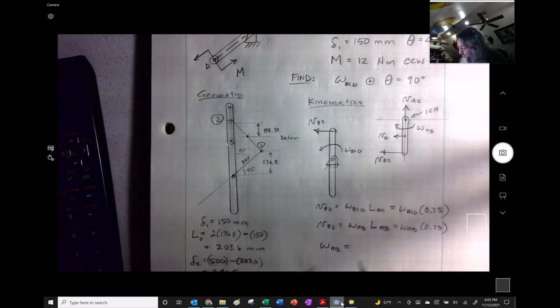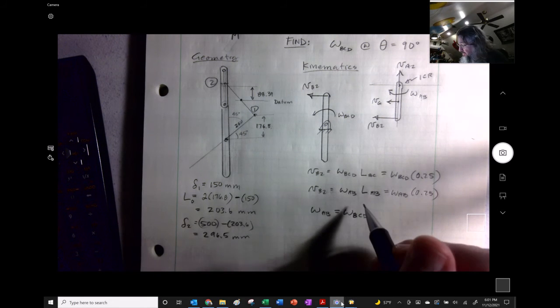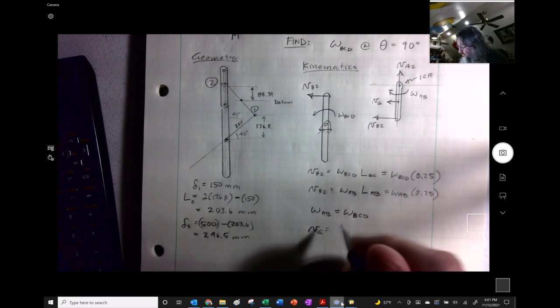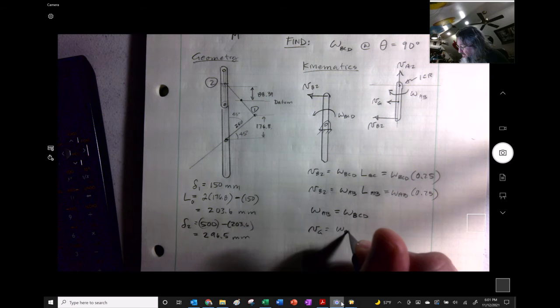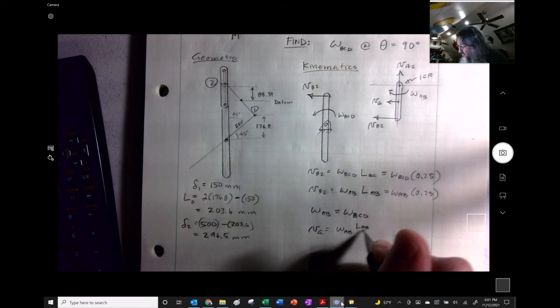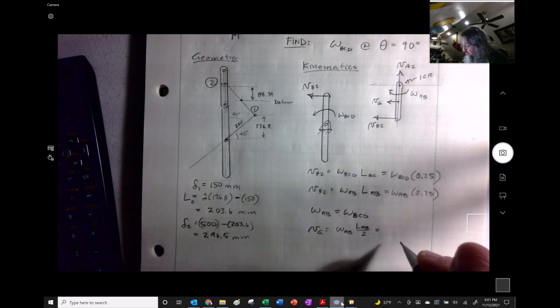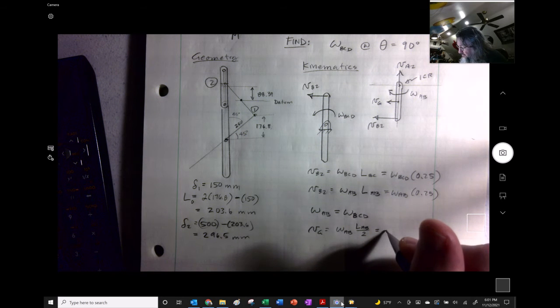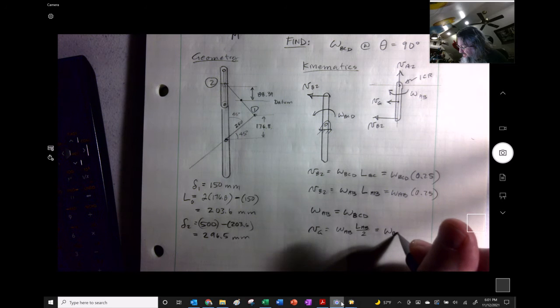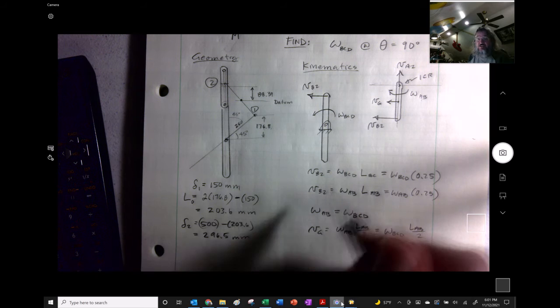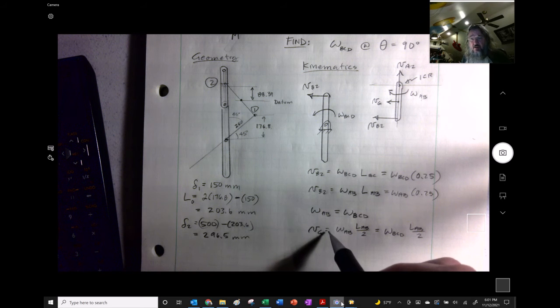So I could just state what I happen to be able to observe, that they have to be equal to each other. We also say that VG is therefore going to be omega AB times LAB over 2, which is also equal to omega BCD times LAB over 2. So there's the kinematics trying to relate everything. I think I got everybody I need here.